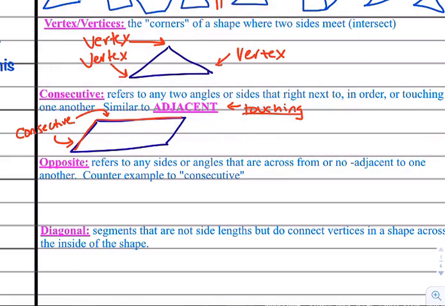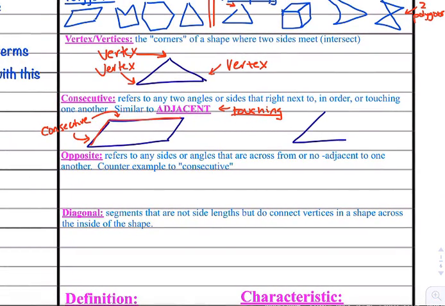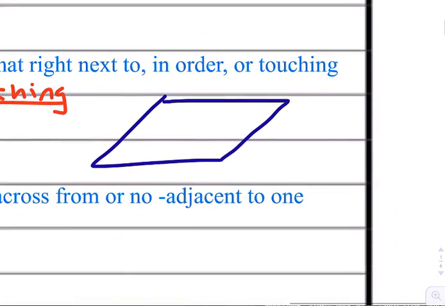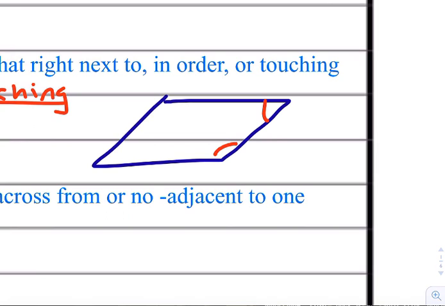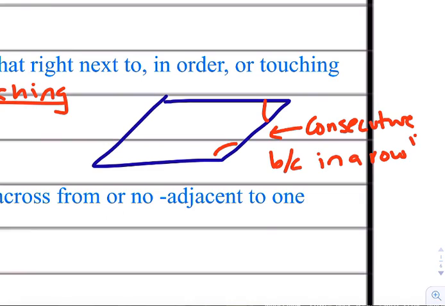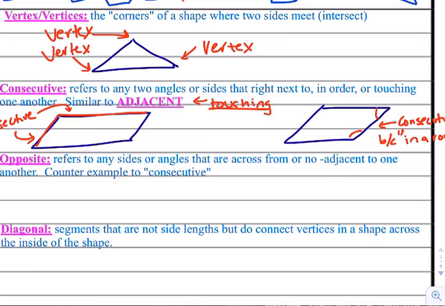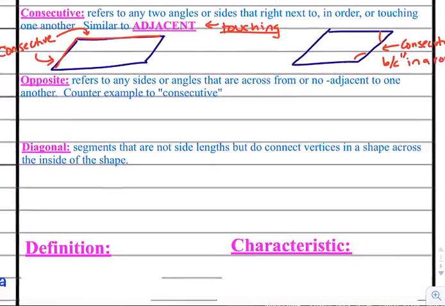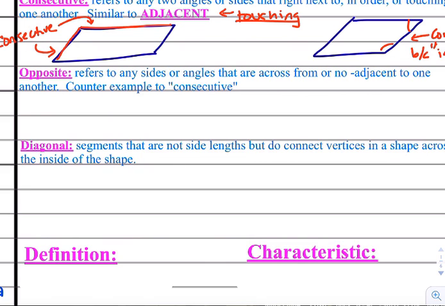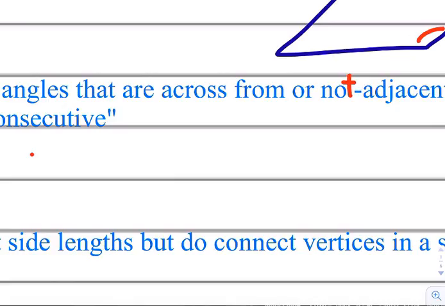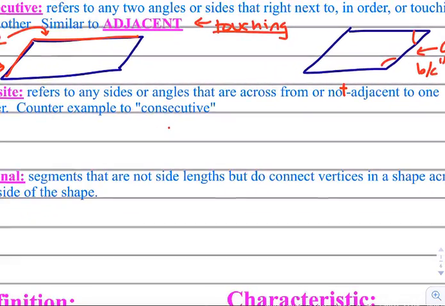There's also another case of consecutive, and that could be for angles. Again, let me draw this. I would also call these angles consecutive, because they're in a row. If you have two angles in a row or two sides in a row, we call those things consecutive. The term opposite, looking at the definition, refers to any sides or angles that are across, in other words not adjacent. It's a counterexample to consecutive.